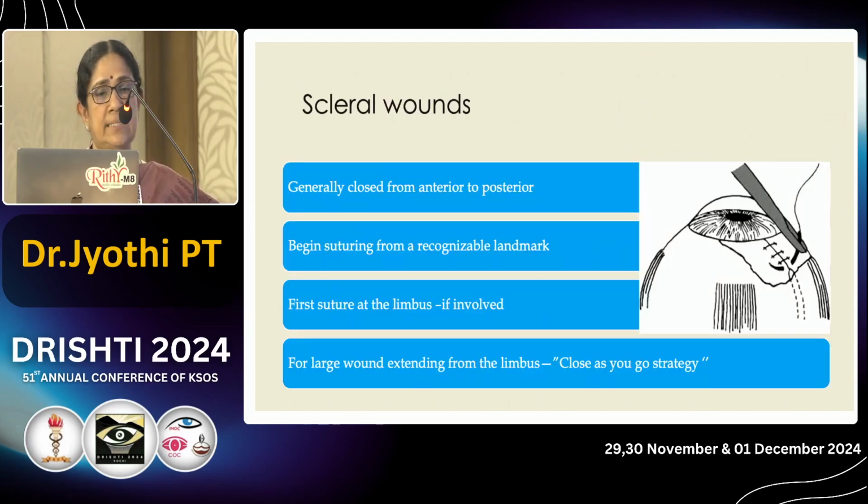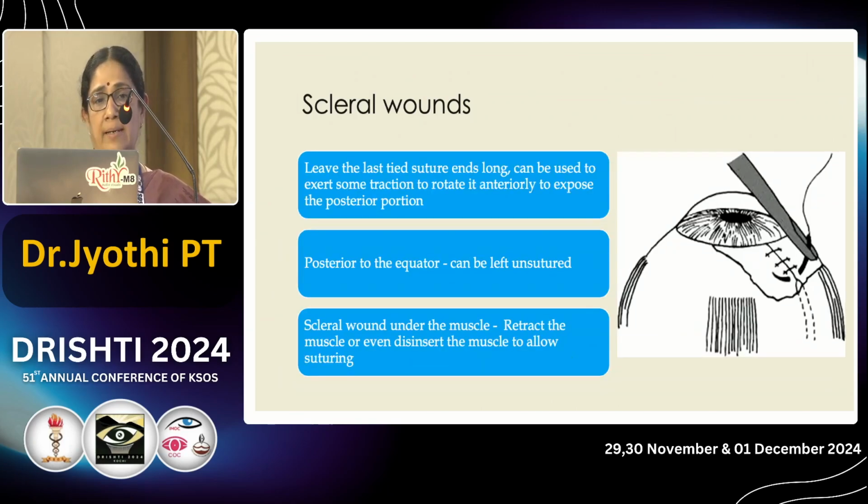Scleral wounds are generally closed from anterior to posterior. Begin suturing from a recognizable landmark. First suture at the limbus if it is involved. For larger wounds extending from the limbus, you can use the close-as-you-go strategy: expose the conjunctiva, see whether there is a scleral wound extending, and suture accordingly. Leave the last tight suture ends long so that they can be used to exert traction to rotate the globe anteriorly to expose the posterior portion.